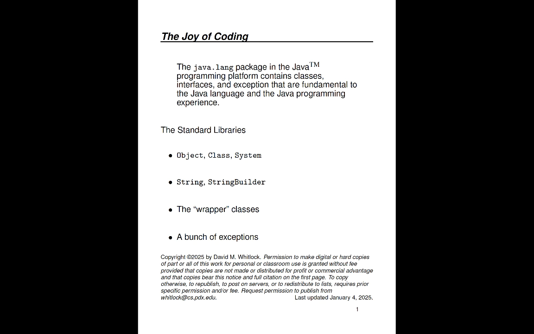So we're going to talk about some of the standard libraries, some of the standard APIs that augment the Java programming language. Some of these you might have already seen before, and some of them might be new to you. So we'll talk about things like Object and System, working with strings, something called the wrapper classes, and also look at a bunch of exceptions. They're all part of the java.lang package.